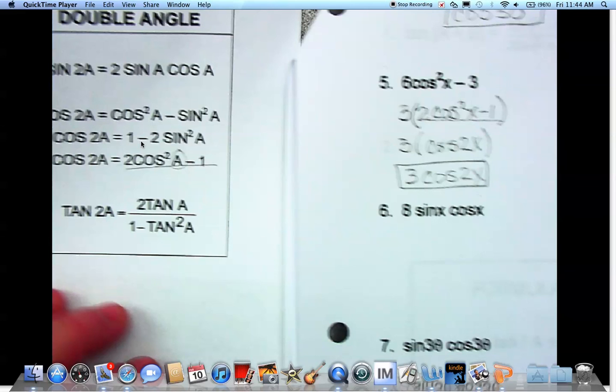Okay, now once we have all parts of the triangle, then we can find what they're asking for. They're asking us to find the value of sine of 2 theta and cosine of 2 theta. So sine 2 theta, anybody have it memorized?